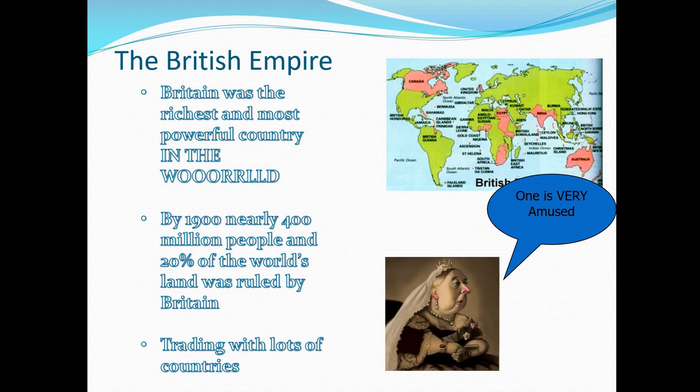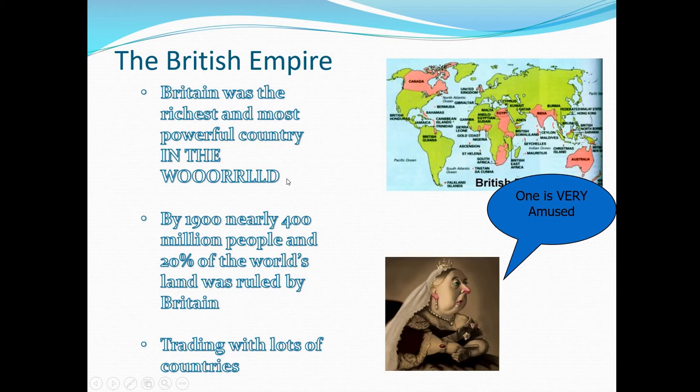That's 20% of the world's land. A fifth of the whole world is being run by this tiny little country that you can see here, that you could probably put your thumb over. This tiny little country there that my mouse even nearly covers was ruling Canada, Australia, India, Egypt, parts of Africa as well, all of these areas.